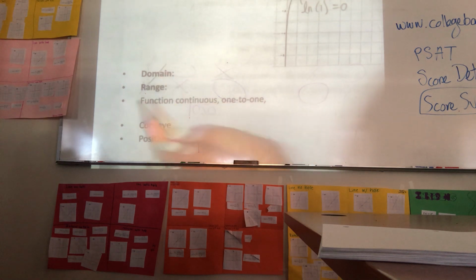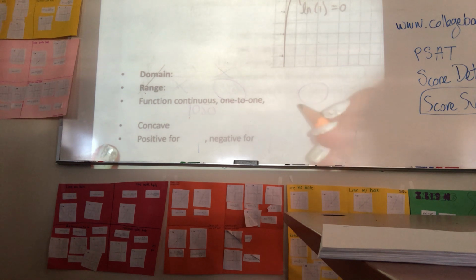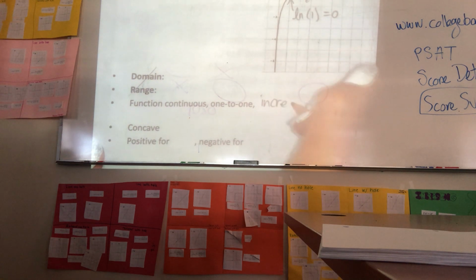Okay, let's get back to this. The function is continuous. One-to-one is a term we don't really need to know, but it means it's a function and its inverse is also a function. It's actually pretty rare. Normally when you take inverses, the inverse wouldn't end up being a function, but this passes both the vertical and the horizontal line tests. Okay, it's increasing.